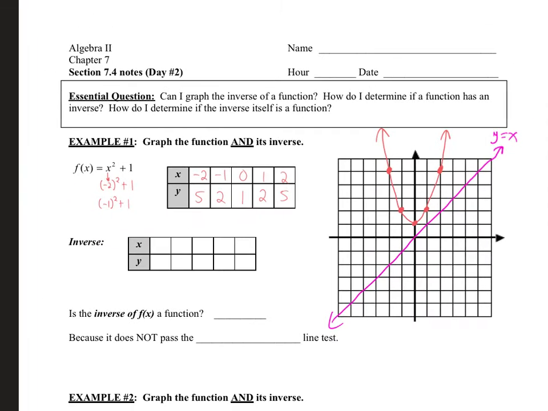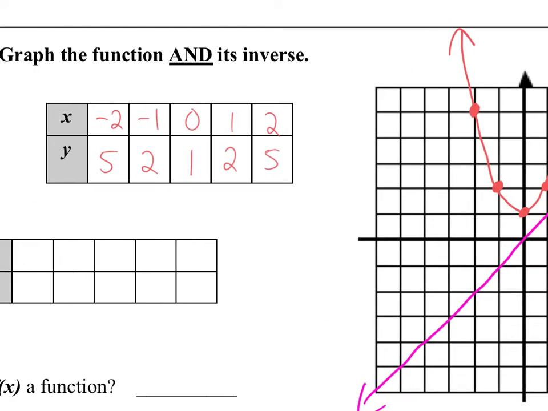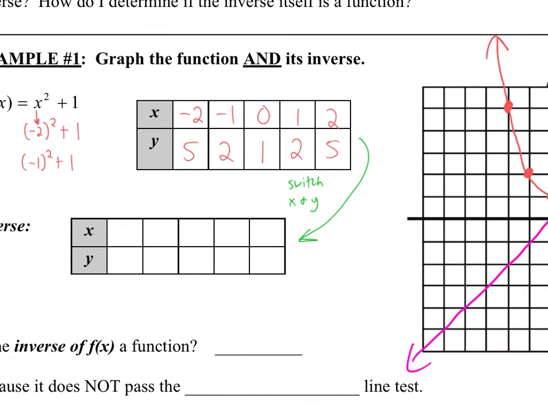Okay? And then, to find the inverse, once we find the original points, all we need to do is switch x and y. So instead of -2, 5, I'm going to do 5, -2. Because that's what it means to be the inverse, to switch the x and y.